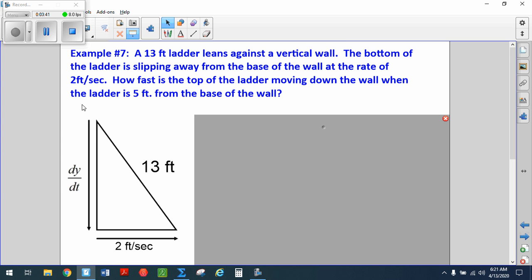All right, number 7. Number 7 is a ladder problem. So a 13-foot ladder leans against a vertical wall. The bottom of the ladder is slipping away from the base of the wall at a rate of 2 feet per second. How fast is the top of the ladder moving down the wall when the ladder is 5 feet from the base?